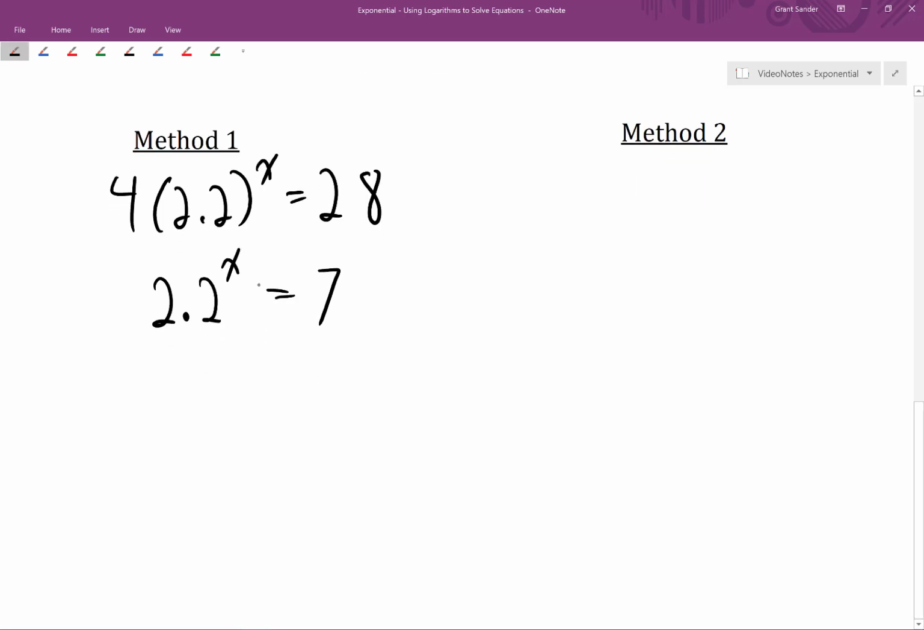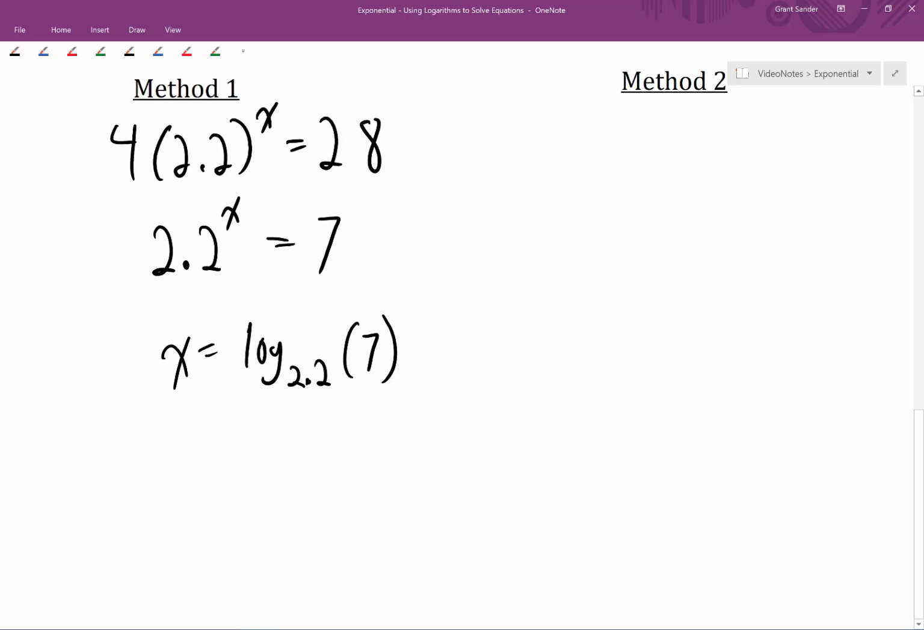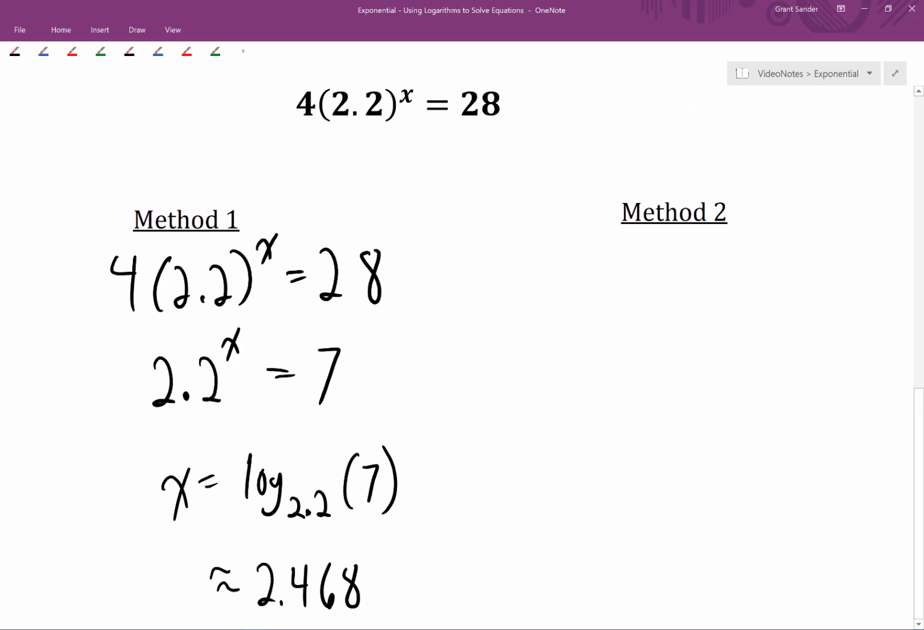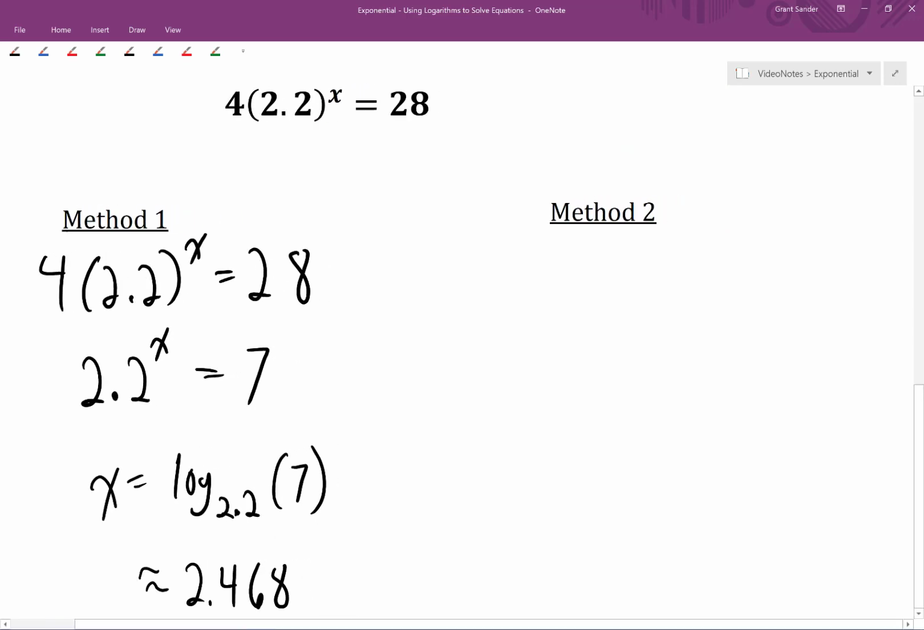In x, the exponent on this 2.2 needed to produce a result of 7 can be represented as log base 2.2 of 7. And if you plug that into your calculator, you should get a value of approximately 2.468. So that's one method for using logarithms to solve this equation. Let's look at method 2.